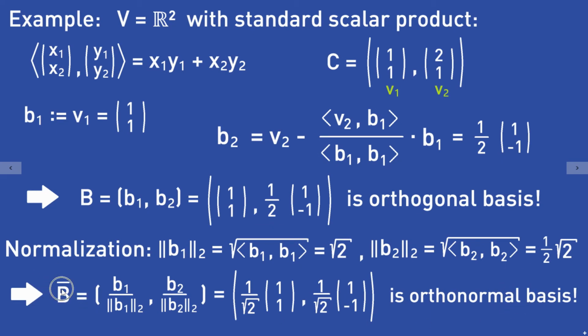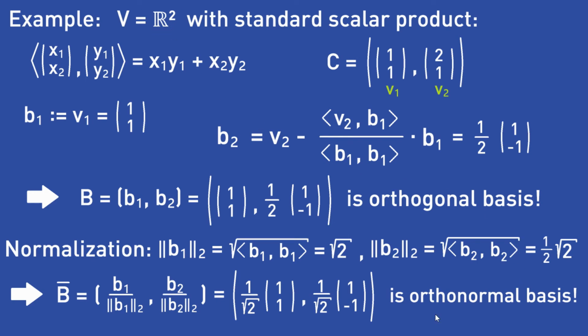Now that here is your orthonormal basis. So B bar is equal to b1 divided by the Euclidean norm of b1, which is that here, and b2 divided by the Euclidean norm of b2, which is that here. In the end, you get this here. So that here, B bar, is an orthonormal basis for R2.